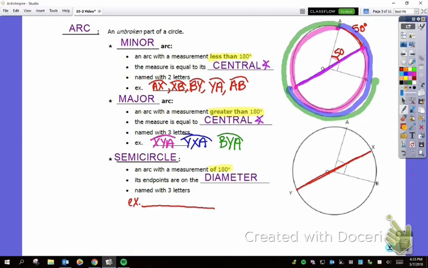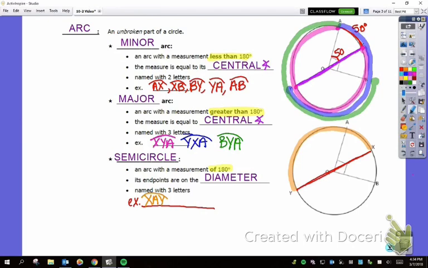We have to be on one side of the diameter and then the other side. So the top semicircle would be this one. Now you see we are naming, again, with 3 letters, just like we did for major arc. So you could name this going from X, A to Y, or you could name this going backwards from Y, A to X. Either way works. So X, A, Y, or Y, A, X.